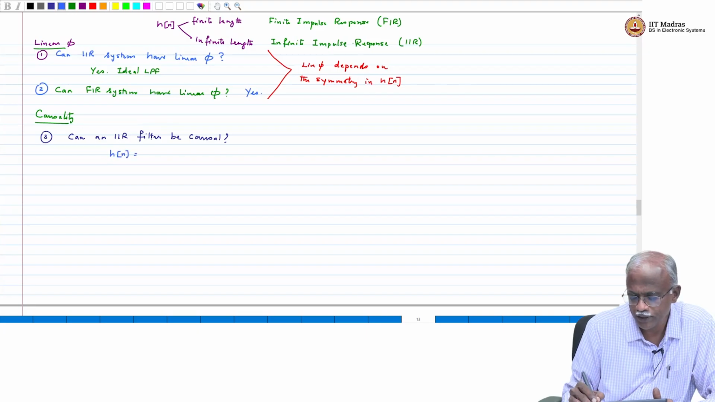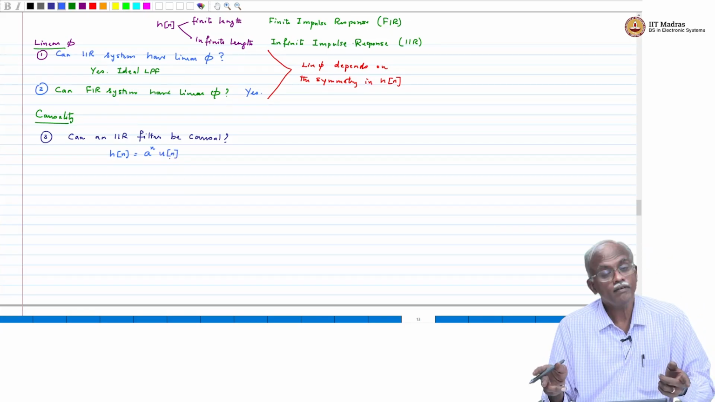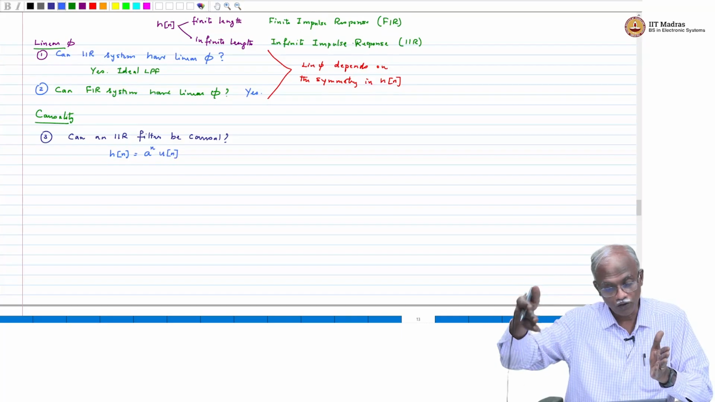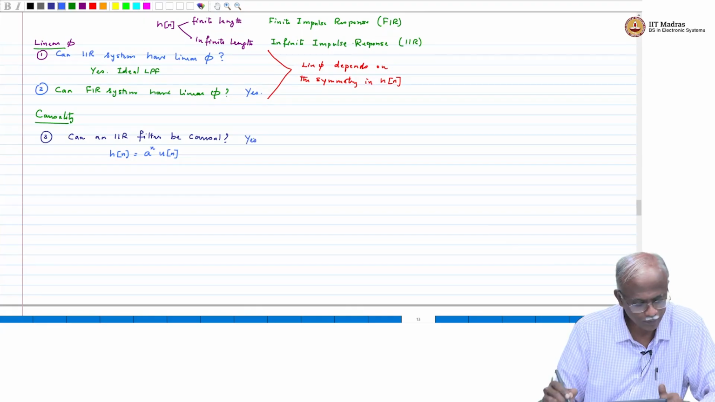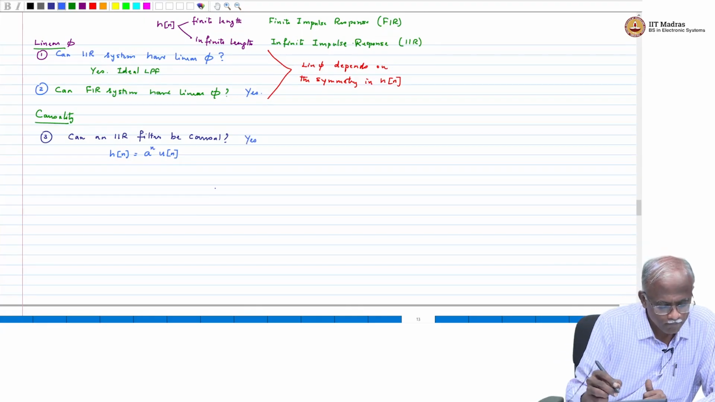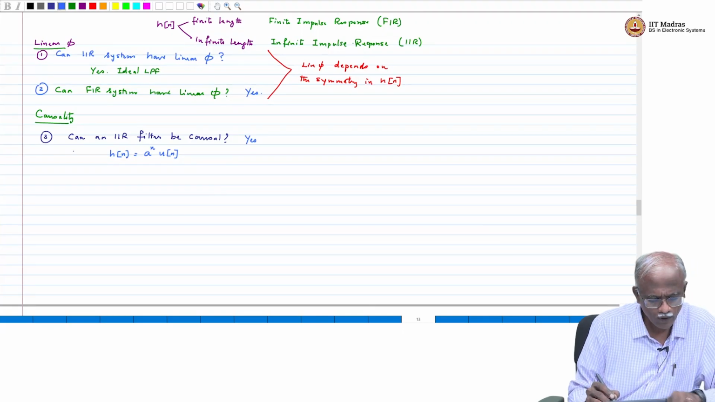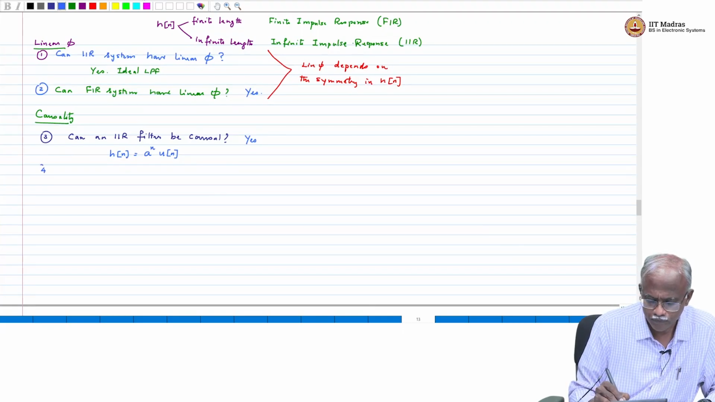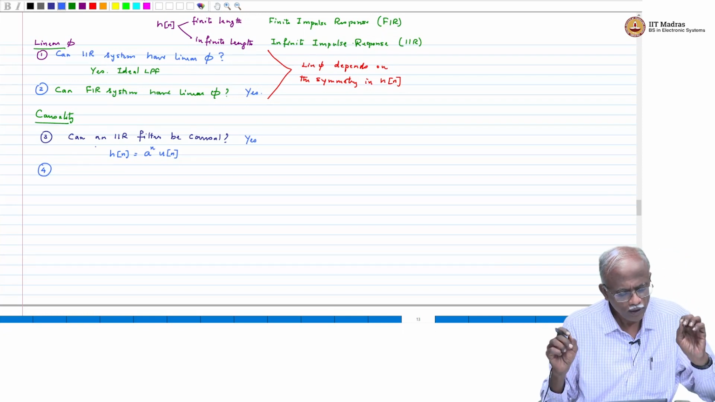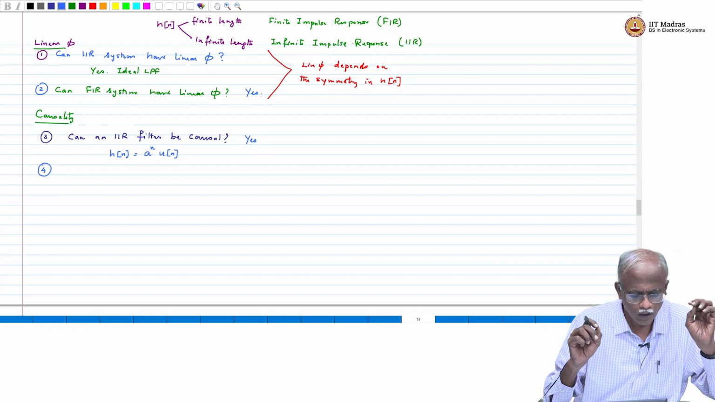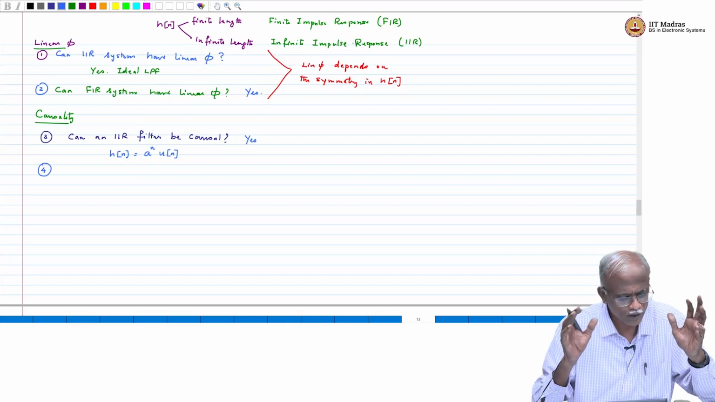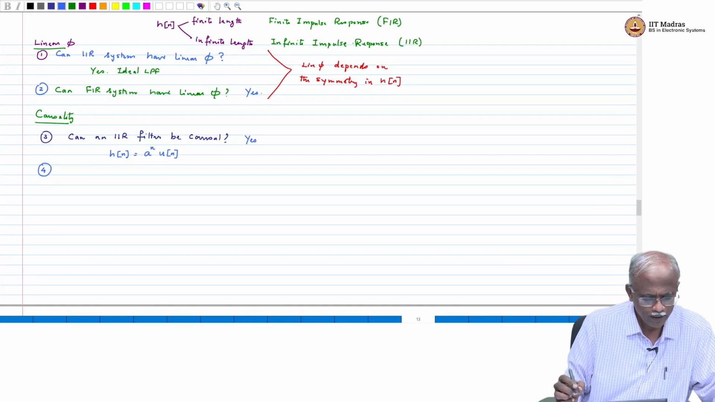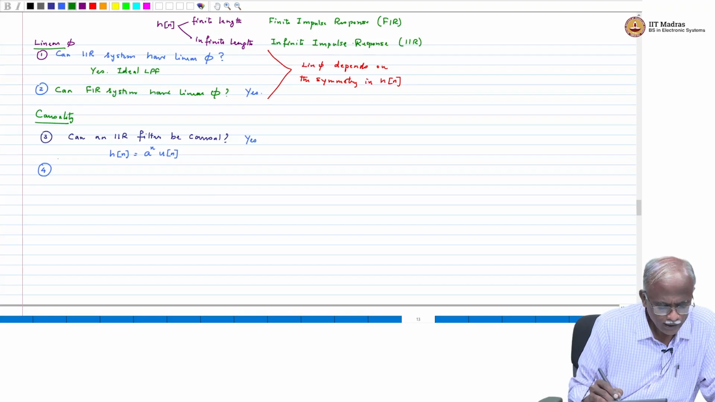So consider an impulse response that is of the form a power n u of n. Is this IIR? Yes, infinitely long. Is it causal? Starts at time n equal to 0, goes to n equal to infinity. So yes, this is possible. Number 4. It is important that we are always looking at those properties in a very practical way, in the context of examples.